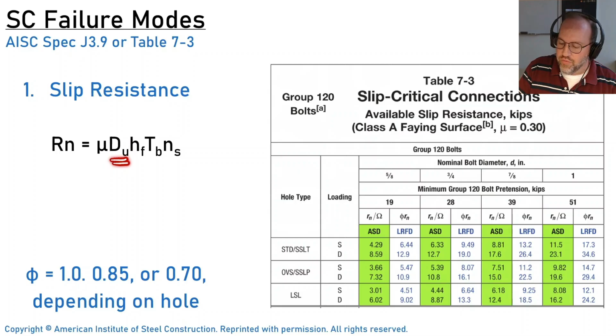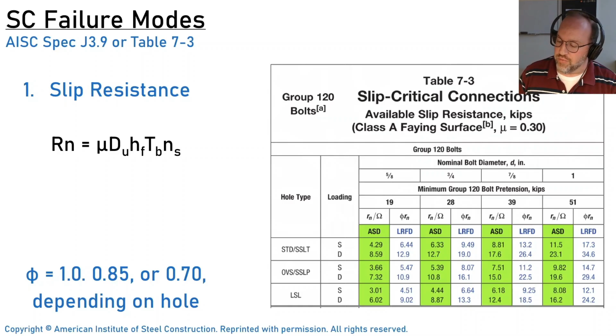Du is sort of an overstrength factor that depends on the bolt pretensioning, Tb. Hf is a factor if you have a bunch of filler plates. That basically introduces more slip planes within your interface, which reduces your capacity. And then Ns is the number of shear planes that you have, the same idea as before. You can either have double or single shear, and so Ns is either going to be 1 or 2, depending on whether you have double or single shear.